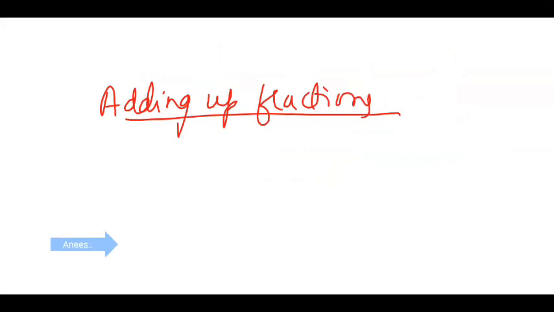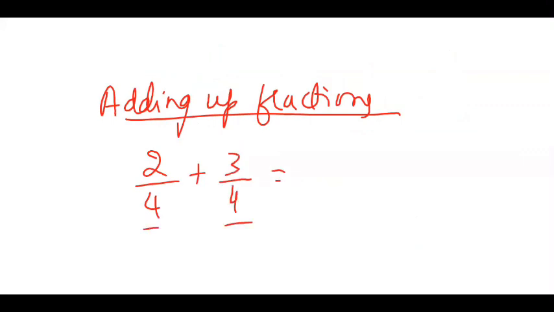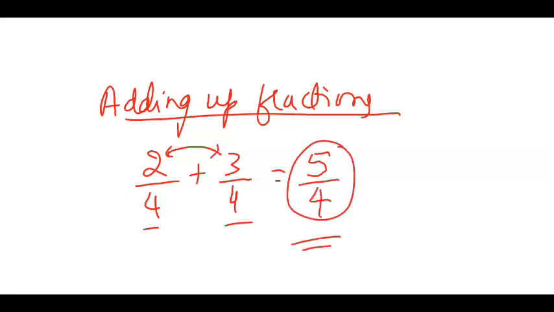If you have 2 by 4 plus 3 by 4, how would you add this? It is easy to add because we have the same denominators, right? 3 plus 2, you do. What is 3 plus 2? 3 plus 2 is 5. 5 over 4. So this is the answer to this.